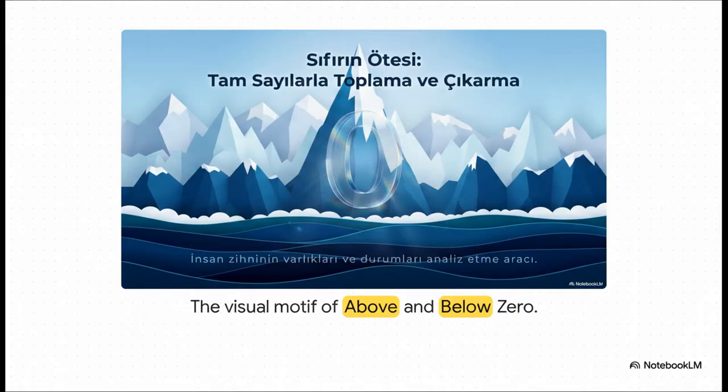So to set the stage, picture a massive mountain soaring up into the sky, and right below it, the deep, dark ocean. Right there in the middle, at sea level, that's our baseline. That's zero. And this is the perfect way to anchor how we think about integers. You see, they aren't just random numbers floating around in space. They represent exactly where we are relative to that baseline, stretching out infinitely above us and infinitely below.